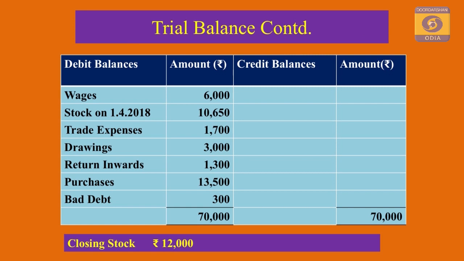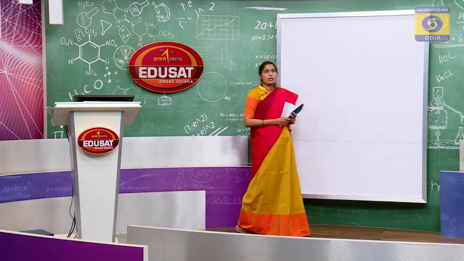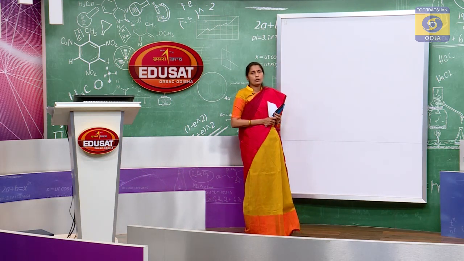Now, so the total of the debit balances and credit balances given to us is 70,000. You are also given the value of closing stock outside the trial balance, that is given rupees 12,000. So, are we all ready to go for the solution? So, let's take a look at the solution. First we will prepare the trading account and profit and loss account. So, let's take a look at that.